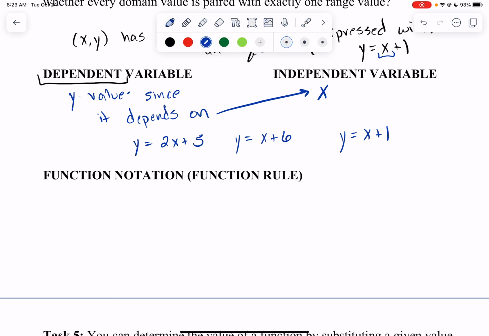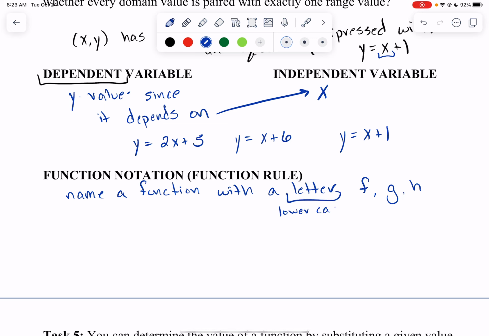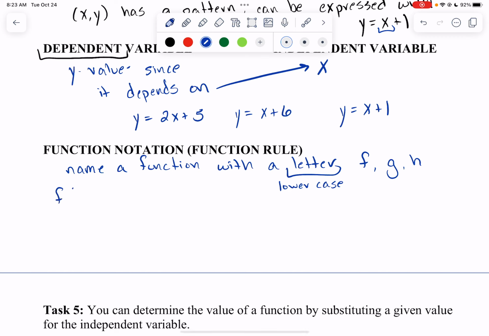Function notation is basically you name a function with a letter. So instead of giving it a name like Fred or George or Harry, we'll give it a letter, normally f, or sometimes g or h, or any lowercase letter. We always use lowercase. We would call it f, we would call it g. And then we use function notation, which looks like this.